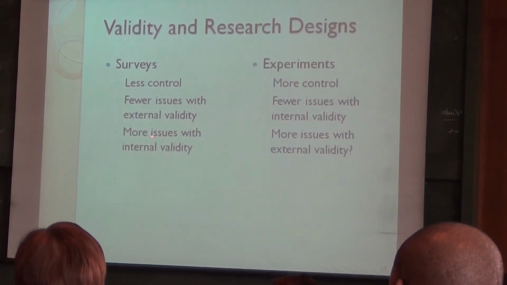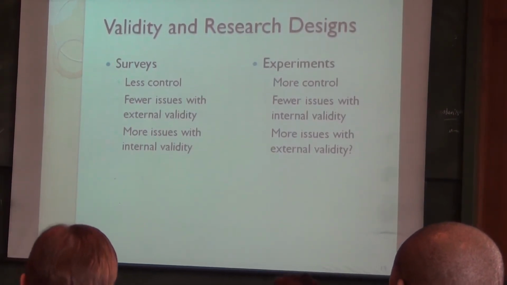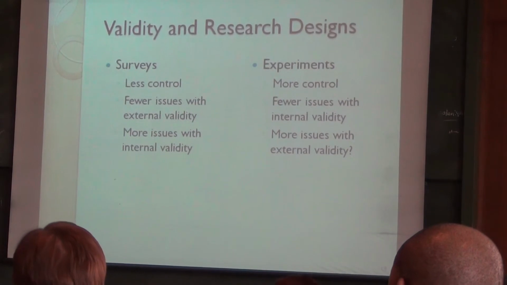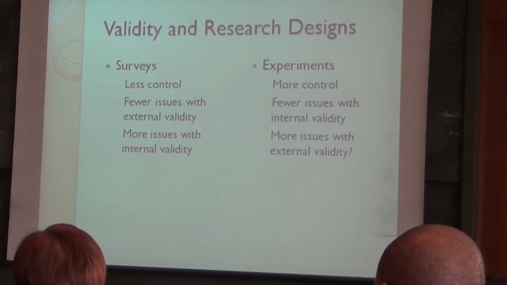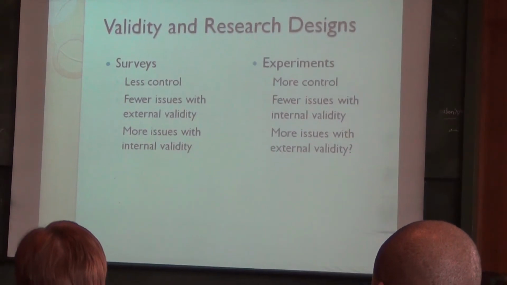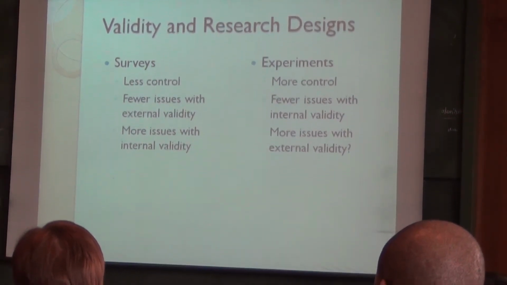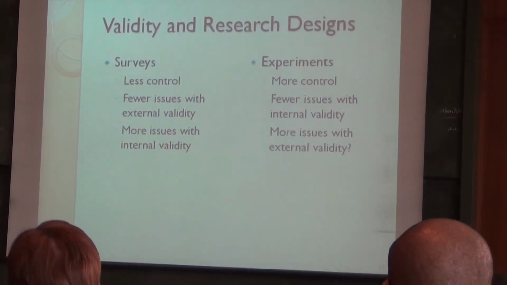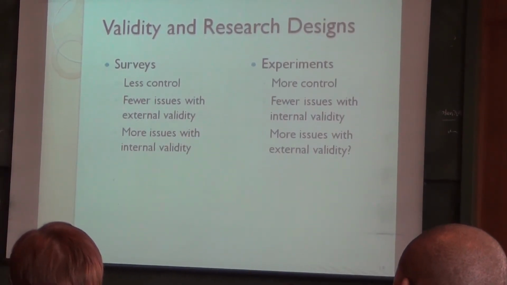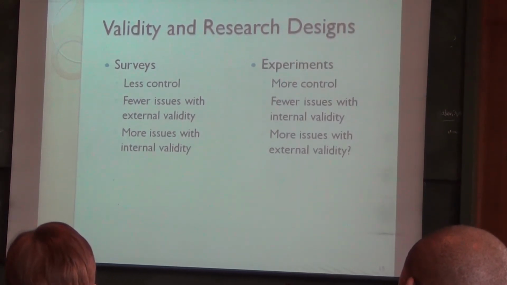For surveys, you've got more issues with internal validity, meaning if you observe a relationship, is that relationship only due to that one variable, or are there other things also influencing it? With experimentation, you control for that influence. So in a nutshell, yes, surveys are fine, but if you want to determine cause and effect relationships, go for experimentation.